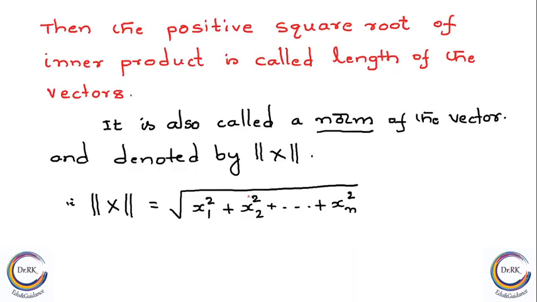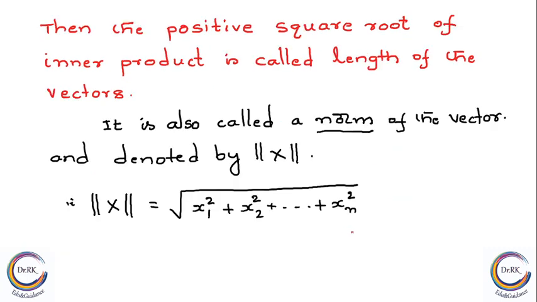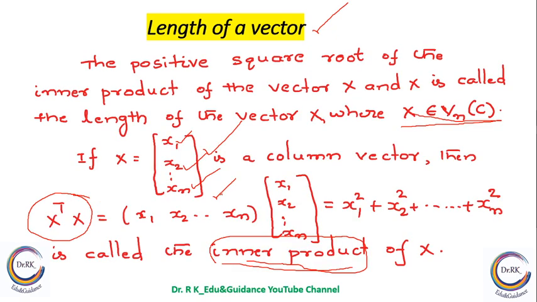Now take the positive square root of this inner product. Very simple: x1 square plus x2 square plus so on xn square is the inner product. If we take the square root of this, it is called the norm of a vector. So the norm of a vector is nothing but the length of the vector.